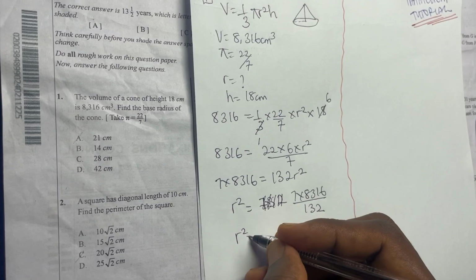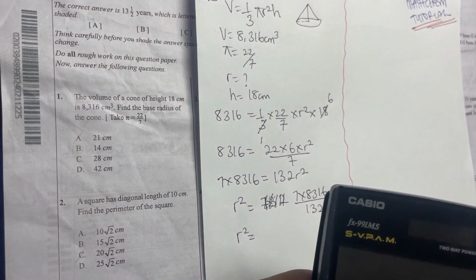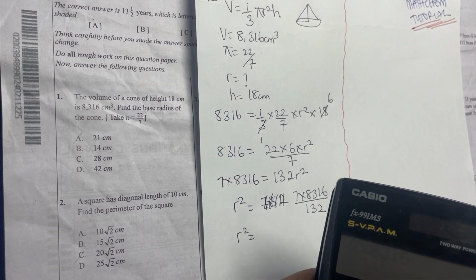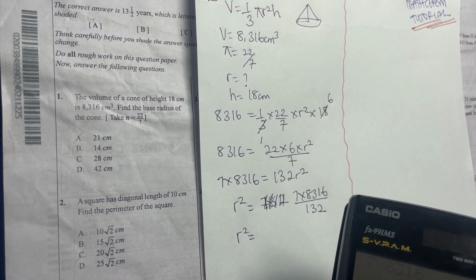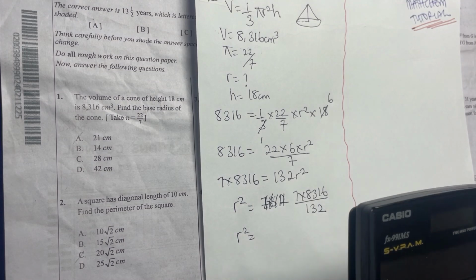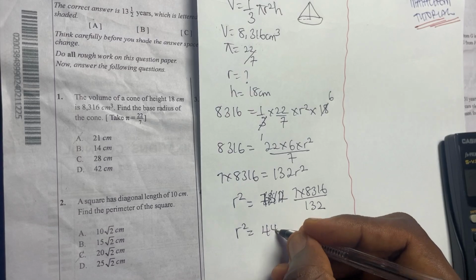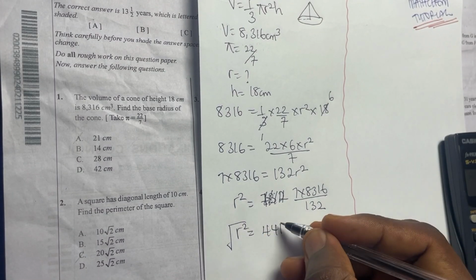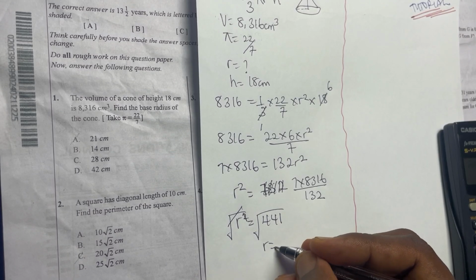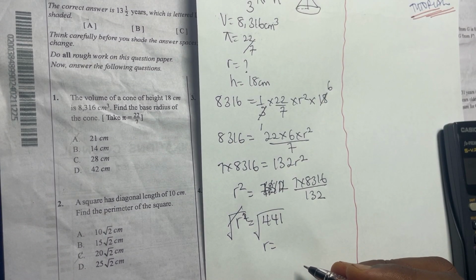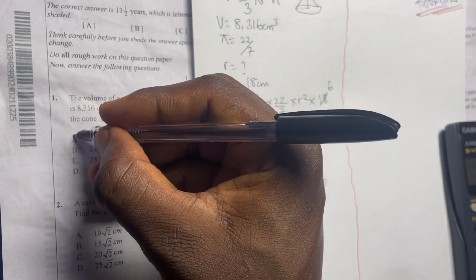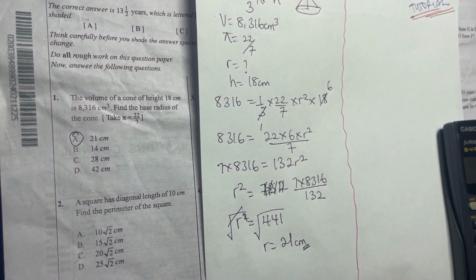By the time you press a calculator, 7 times 8,316 gives 58,212, divided by 132, and that gives 441. So r square is 441. From there you can look for the square root. Square root both sides, so this cancels this, then our r will be equal to the square root of 441, that is 21. So that is 21 centimeter. So we have the answer here as A.